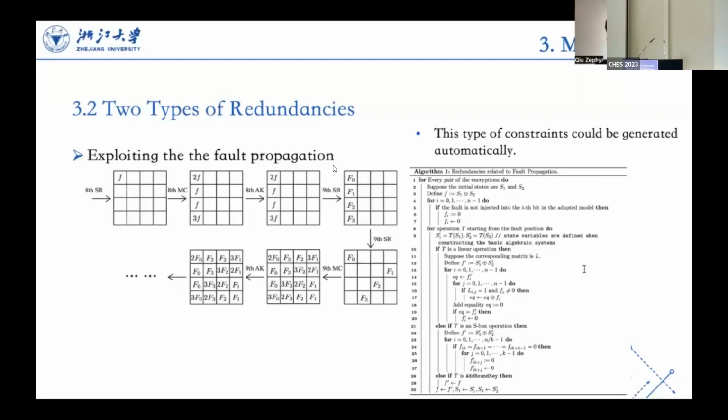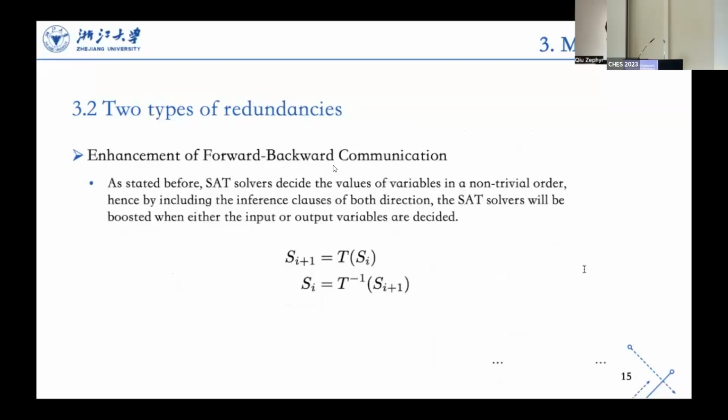There are two basic ideas we have mentioned. First, the faults before and after a linear layer are linearly related. Second, when the fault before an S box is 0, it is also 0 after that. Otherwise, we just introduce a new variable to denote the fault after the S box.